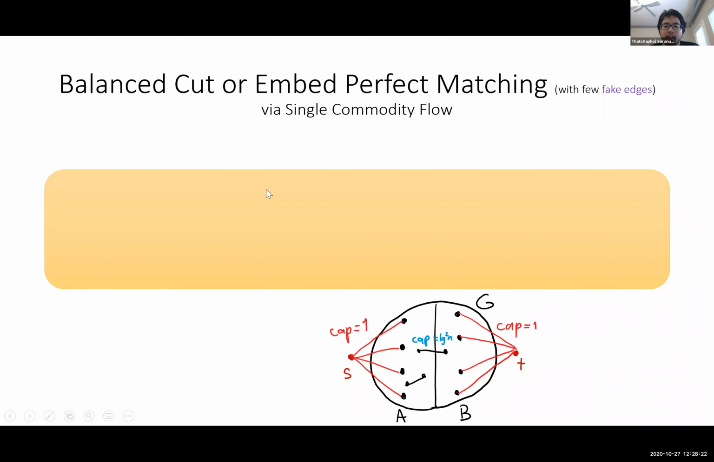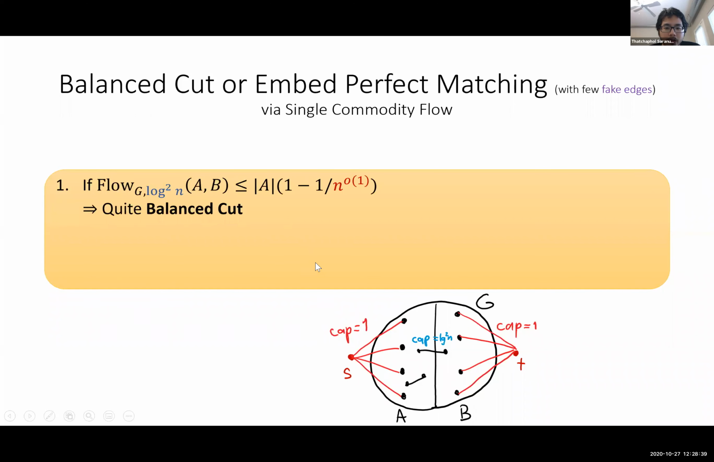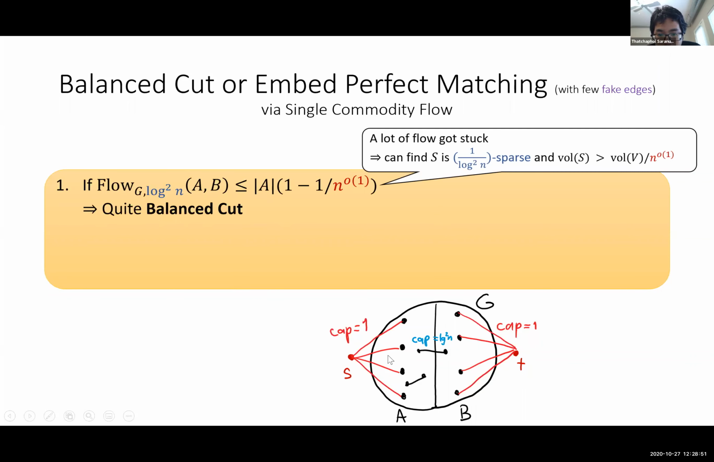All right. So now consider the following. Look at this graph again, and suppose I set the capacity to be quite large, log squared n, say. Then there are two cases that we can exploit. If the ST flow in this graph is quite small, quite smaller than |A|, what does it mean intuitively? It means that there are so many nodes in A that cannot send to B. So the flow got stuck, even if you allow the capacity of each edge to be quite large.